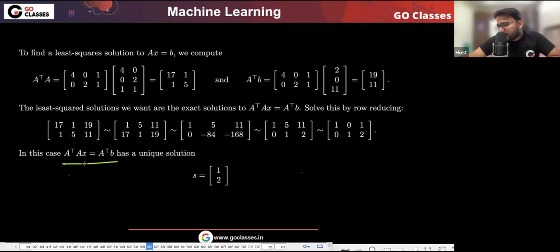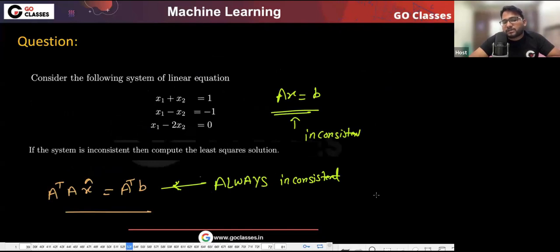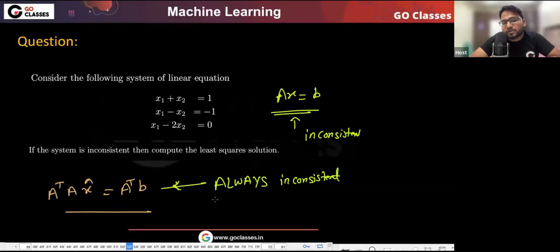It is always consistent doesn't mean that it always has a unique solution. It may have infinite solutions also. I will talk more about it, but here in this case these have unique solutions. But the important thing is that this is always consistent. This set of equations is always consistent even though A x equal to b is inconsistent, because you can always find the projection. You can always find this x cap, and how to find the x cap? Using this set of equations.